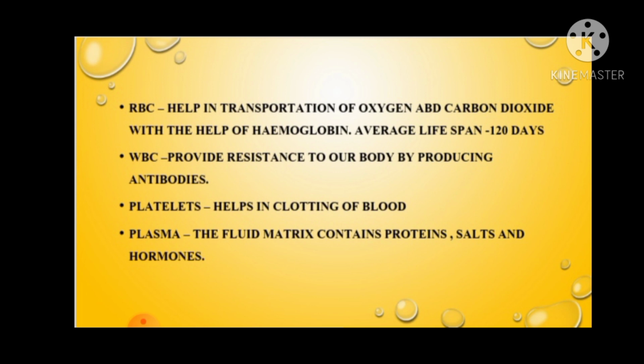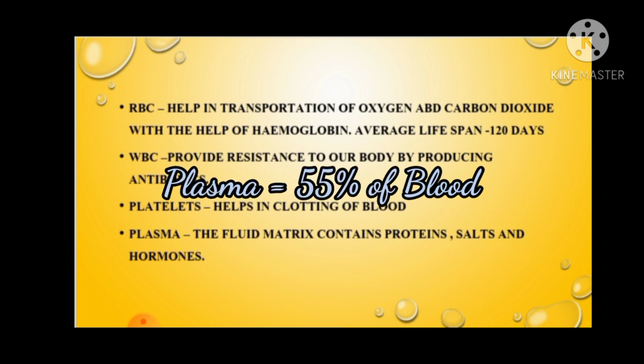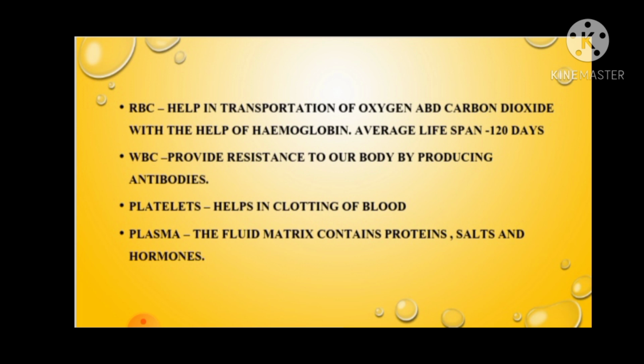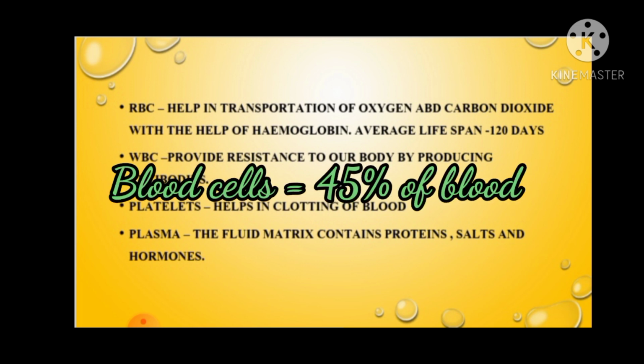So students, blood contains the matrix that is known as plasma and the blood cells, which are of three types: RBC, WBC and platelets. So it must be clear in your mind that the plasma constitutes 55% of the blood volume, whereas the blood corpuscles or blood cells constitute 45% of the blood's total volume.